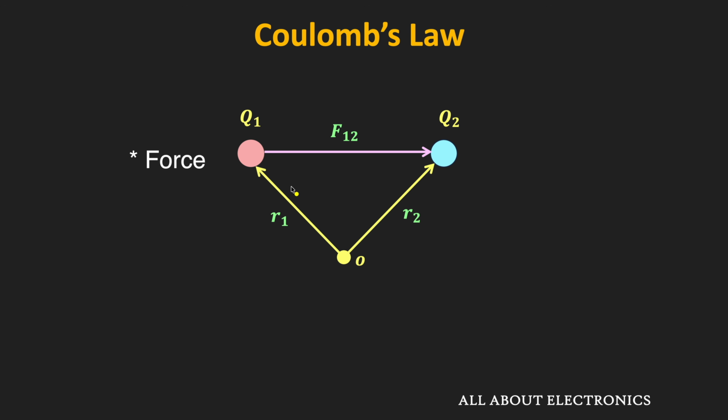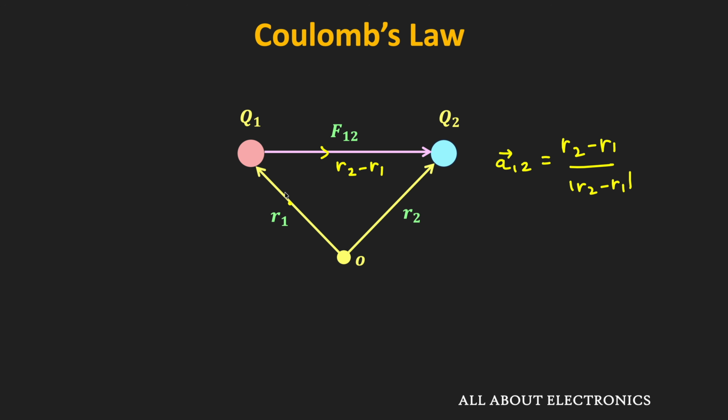The direction of this force can be given by the unit vector along this direction. Since O represents the origin, if we draw a vector from the origin towards charge Q1, then that will be the position vector. Likewise, R2 will also represent a position vector. That means if R1 and R2 are the position vectors, then the vector in the direction of Q1 to Q2 is equal to R2 minus R1. If we divide this vector by its magnitude, then we will get the unit vector in the direction of charge Q1 to Q2. Let's say that is equal to a12.